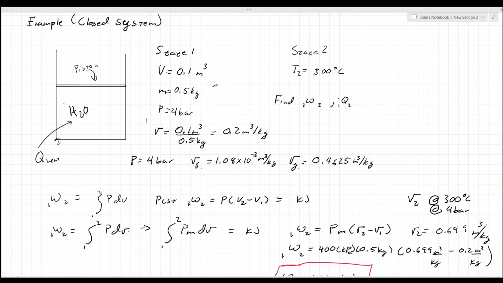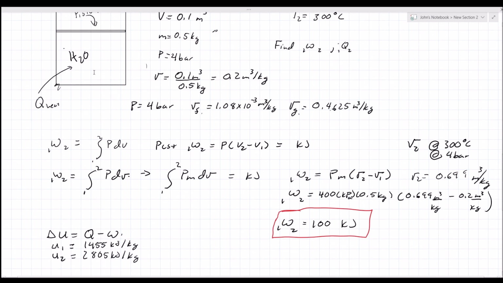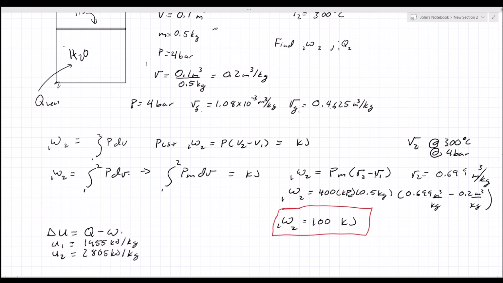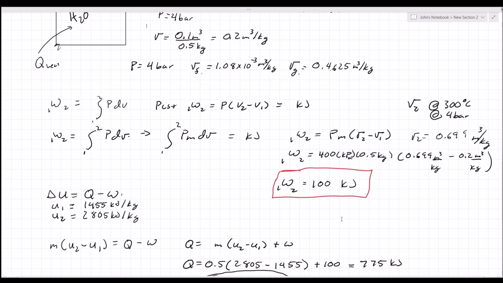At state point 2, I was told that I'm going to end up at 300 degrees Celsius, but I did not know any of my other properties. But I was told that I'm moving a piston. Well, if you're ever moving a piston, you're going to have constant pressure. Therefore, I know my temperature, I know my pressure, I am able to find out all my other properties. Once I found out my specific volumes, and I knew my pressure was constant, I was able to find the work done by the fluid.